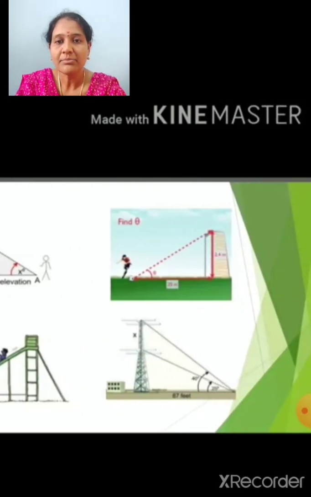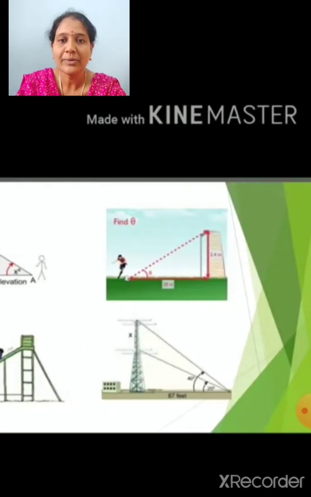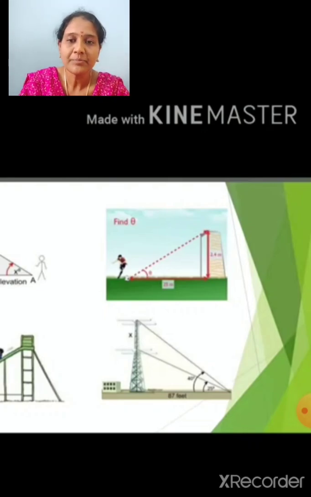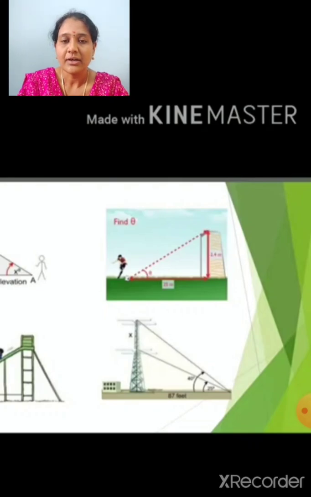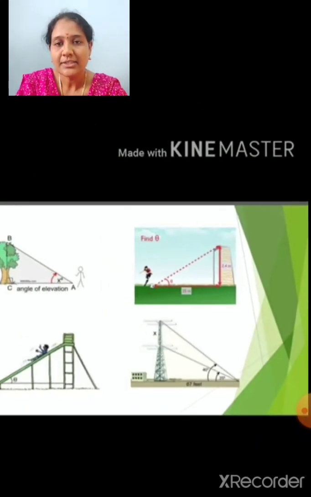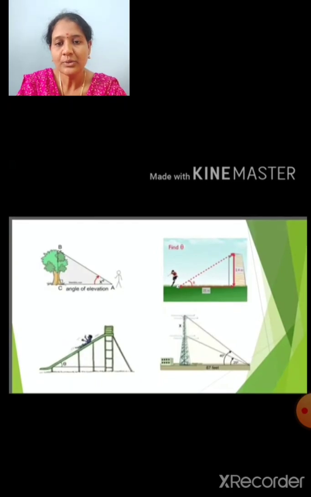So in the second picture also there is one building, the top or peak of the building. Another person is there. We can find the heights and distances of buildings or trees or any towers. We can use the branch of mathematics that is called trigonometry. For the third one and fourth one also, children, this is the only use.